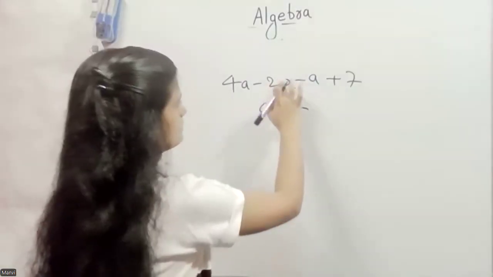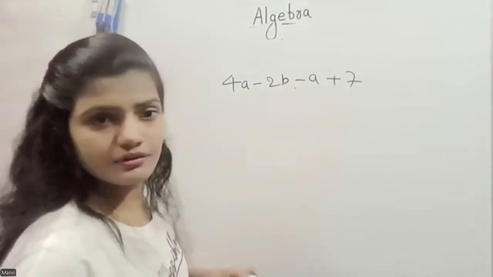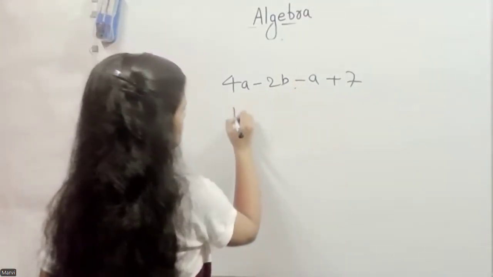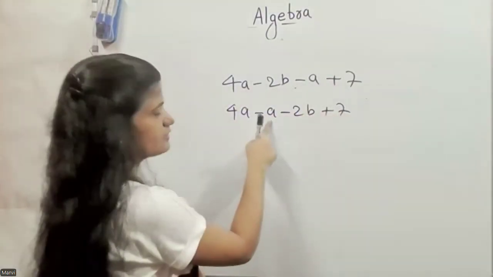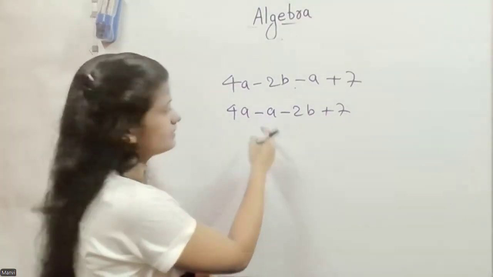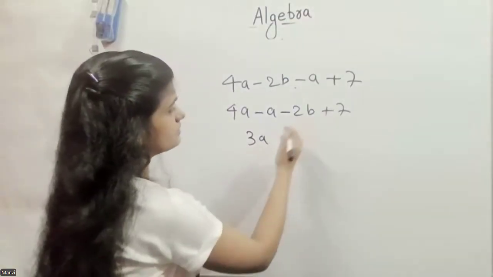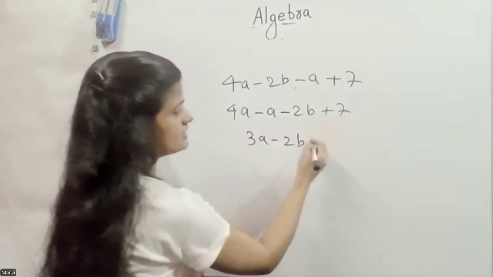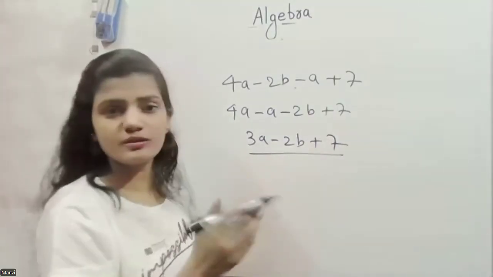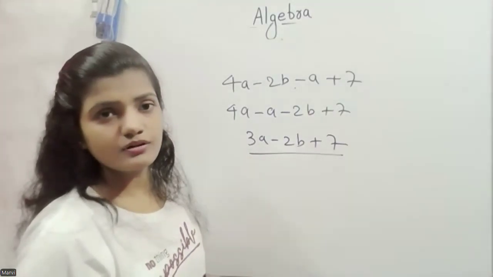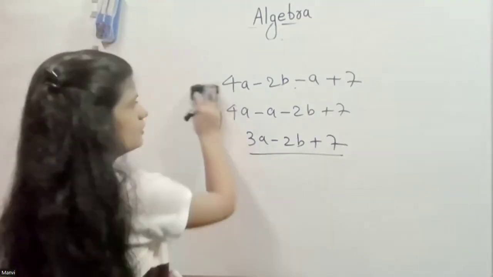Okay, if we have here 2b, then this a and b are different actually. So we just write it like 4a minus a minus 2b plus 7. This 4a, we need to subtract a from it. So this is 3a, right? 3a. Now we can't do anything with this b because this b is different, and this 7 also. That's the answer. So the answer will be 3a minus 2b plus 7. Okay? Don't try to combine the unlike terms.